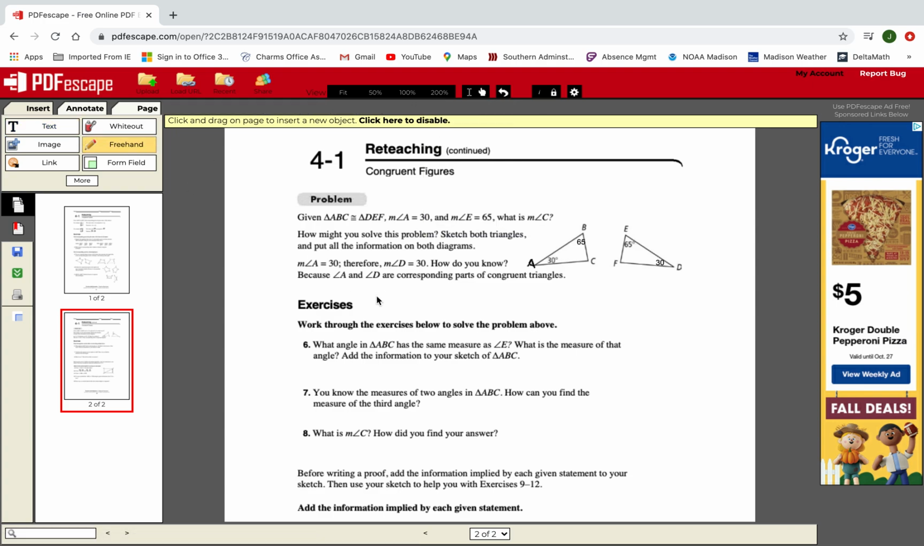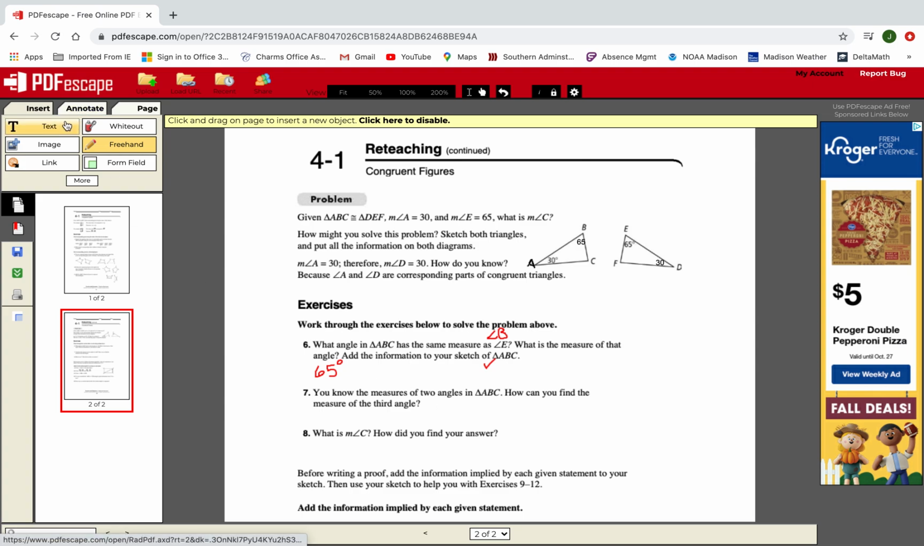Okay, the angle in triangle ABC that has the same measure as angle E, well, that's going to be angle B. And then what is the measure of that angle? Well, it says 65, so we're going to go with 65. Add the information to your sketch. Done. We've already done that one. Check. Okay. 7 says that you know the measure of two angles in triangle ABC. How can you find the measure of the third? And, well, we already know that.